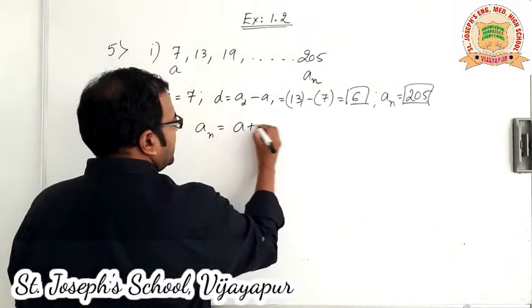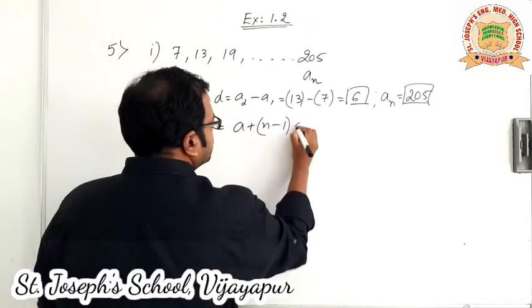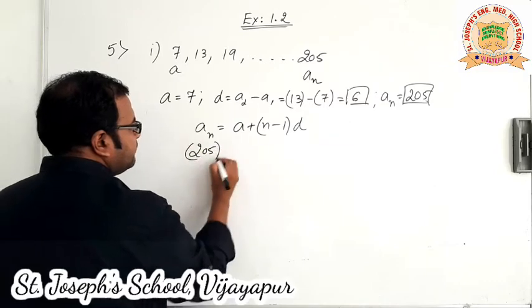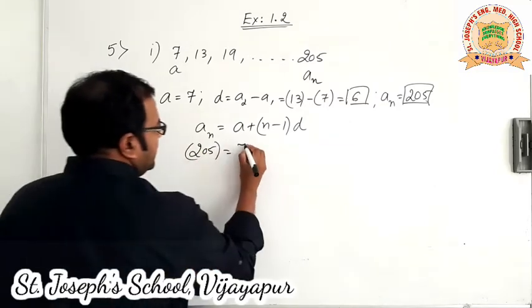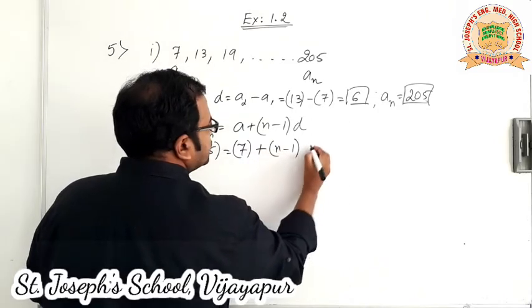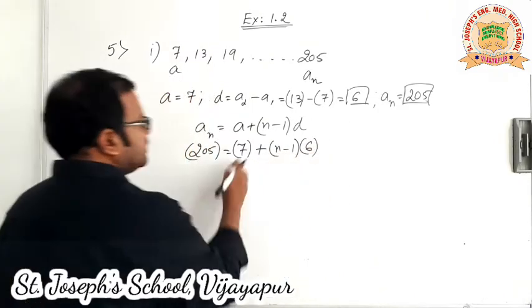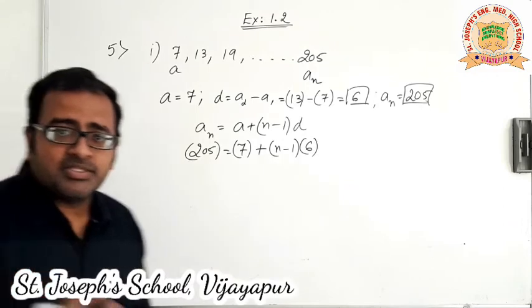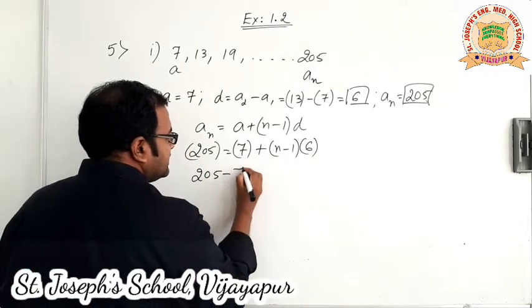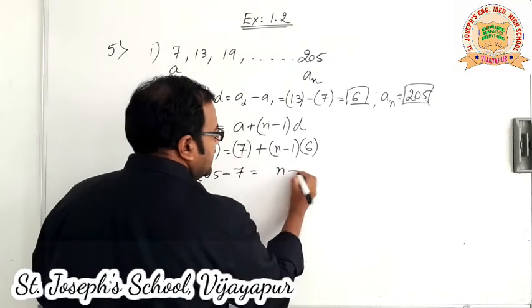AN is equal to A plus n minus 1 into D. AN value 205, which is equal to A, which is 7, plus n minus 1 into D, which is 6. Plus 7 comes to the other side, becomes minus 7. So 205 minus 7, which is equal to n minus 1.